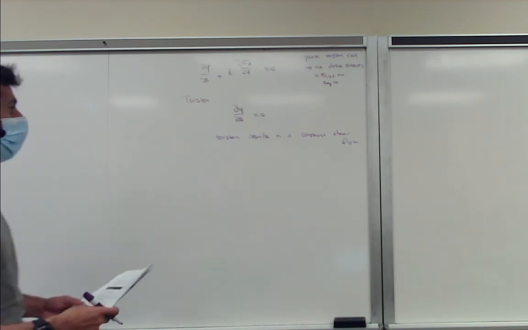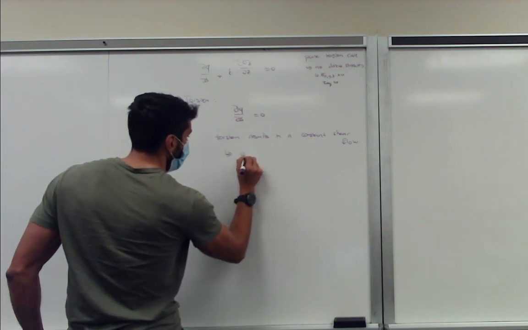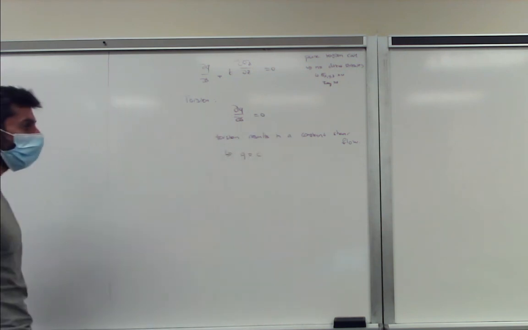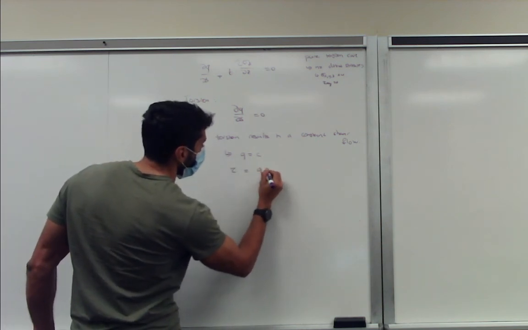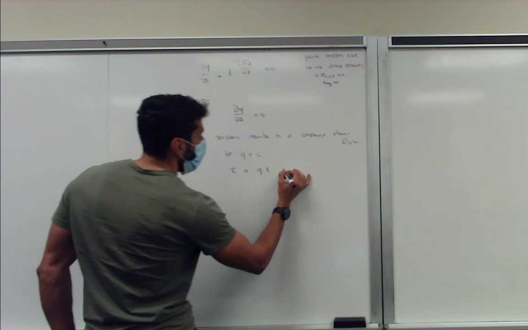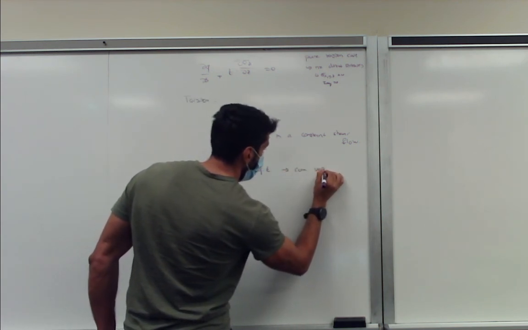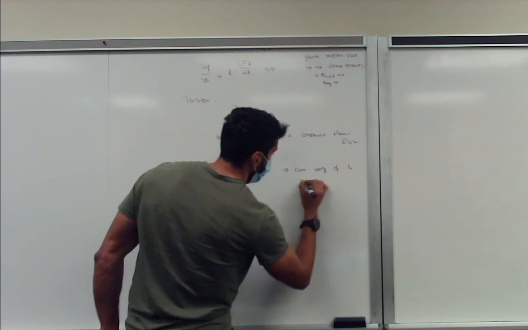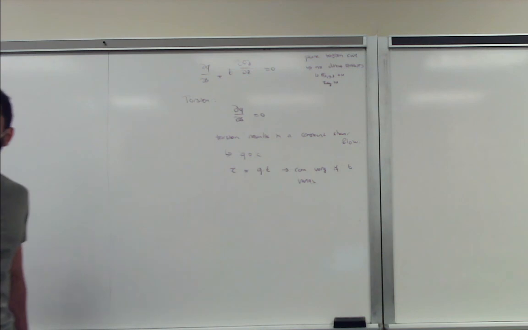The shear stress, of course, can still vary. So basically, q is equal to c, it's a constant. Shear stress was, remember, q over t. So this still can vary if t varies. So just keep that in mind. While we can have a constant shear flow, that does not mean that shear stress is a constant either, because we still divide by t.